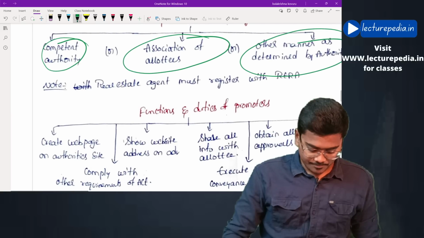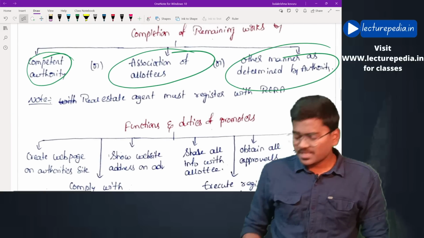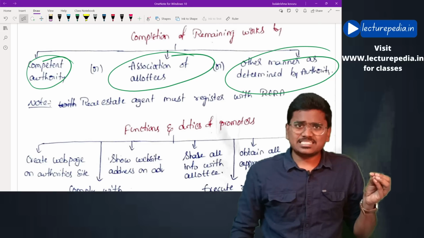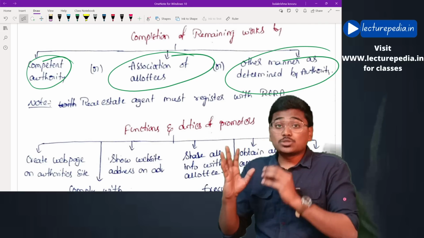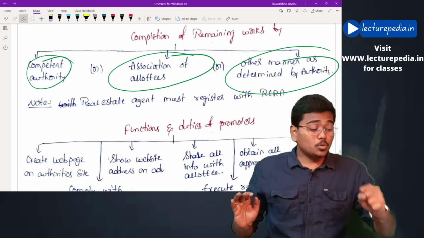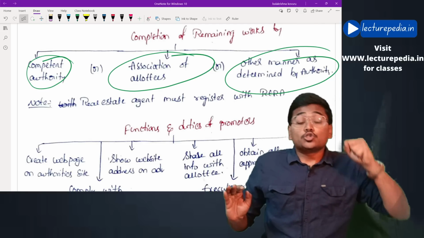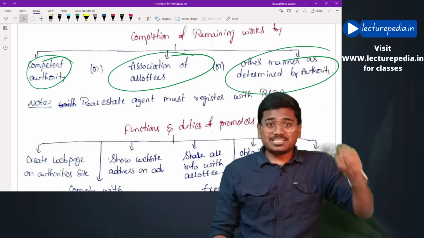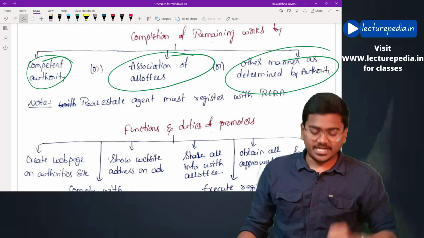Hope this is clear. Next, now there is a concept of real estate agent. Basically the real estate agent will help the promoter to sell the apartments in his project. That is the work of the real estate agent. Now this real estate agent should also get himself registered with the authority. Hope this is clear. Registration for a real estate agent is also mandatory.